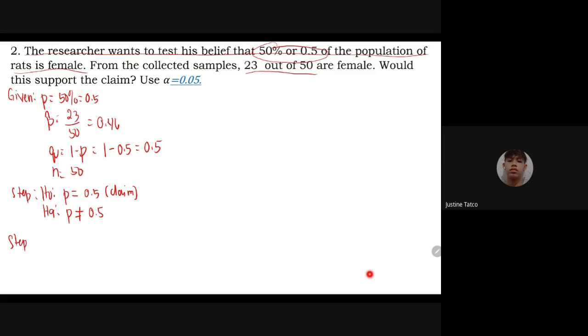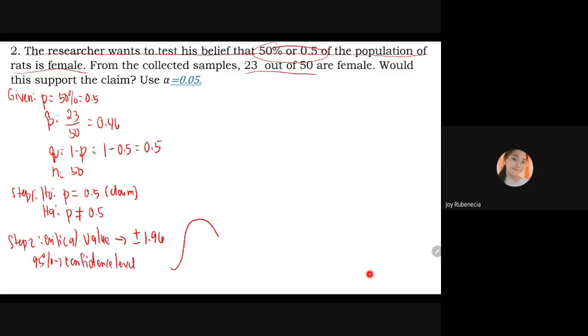For step number 2, you are going to identify the critical value. The critical value used in the problem is 0.05, which means that the confidence level is at 95%. So what is the critical value? The confidence level is 95%. So what's the critical value? 1.96. That's correct. But since this is two-tailed, plus minus 1.96.